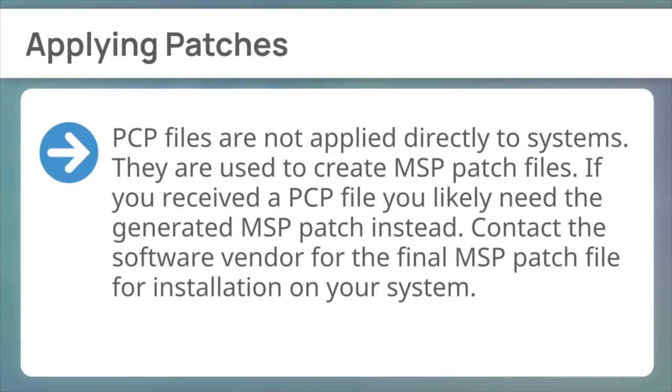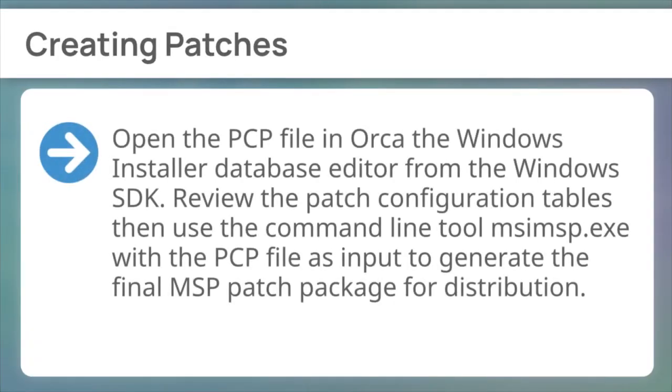If you received a PCP file, you likely need the generated MSP patch instead. Contact the software vendor for the final MSP patch file for installation on your system. Next, creating patches. Open the PCP file in Orca, the Windows installer database editor from the Windows SDK. Review the patch configuration tables, then use the command line tool msimsp.exe with the PCP file as input to generate the final MSP patch package for distribution.